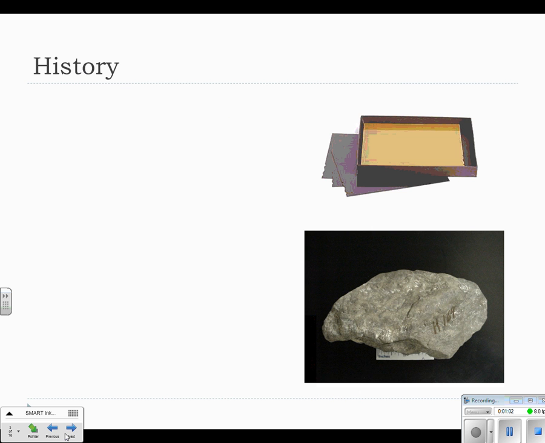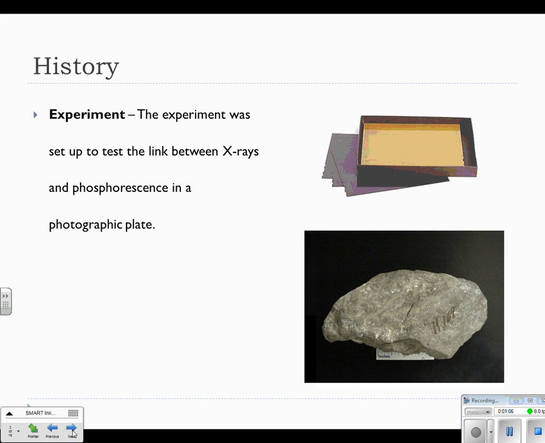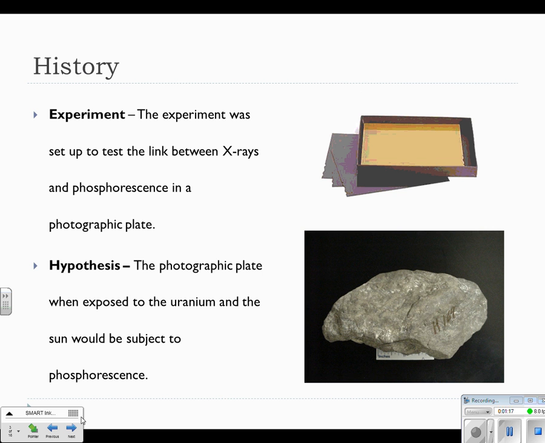So he actually discovered radioactivity by accident. He was doing an experiment, testing the link between X-rays and phosphorescence in a photographic plate. So he had a hypothesis that when he took the photo paper and exposed it to uranium and the sun, it would phosphoresce, so it would glow.